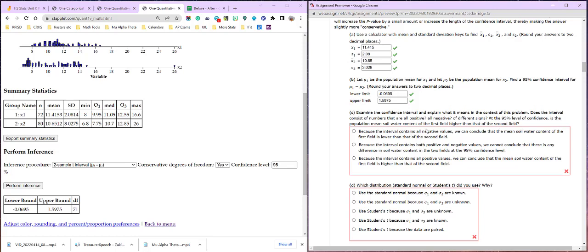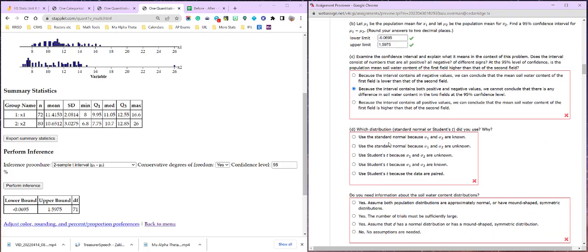So looking at the confidence interval, what does it mean in the context of the problem? Does the interval consist of numbers that are all positive, all negative, of different signs, like positive, negative, at the 95% level of confidence? Is the population mean soil water content of the first field higher than that of the second? So if it was higher, we would expect this to be all positive, right? So because this contains both positive and negative values, that means there could be zero as one of the plausible values. There could be no difference.